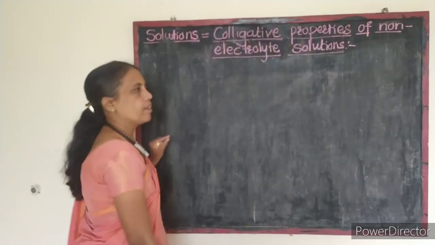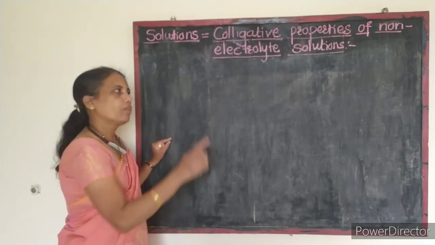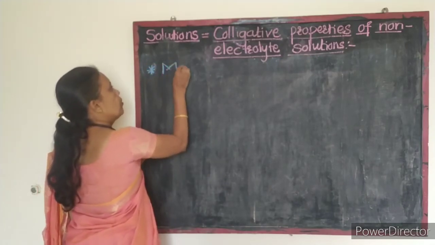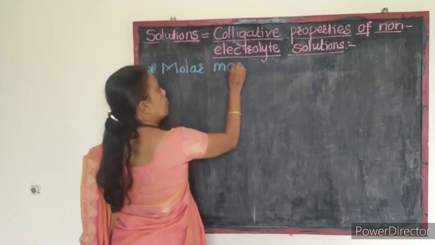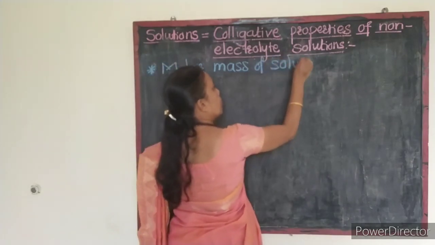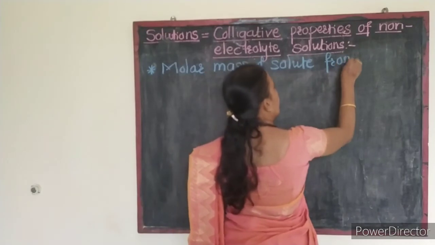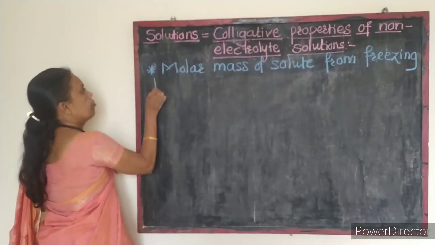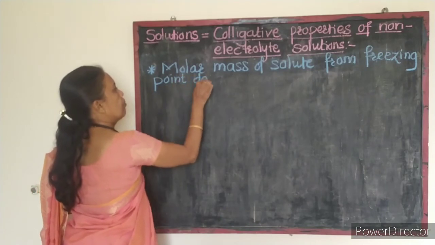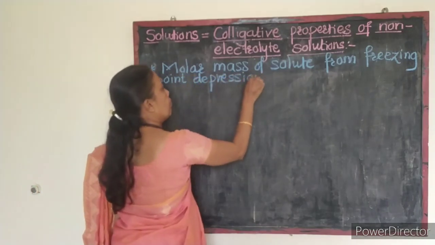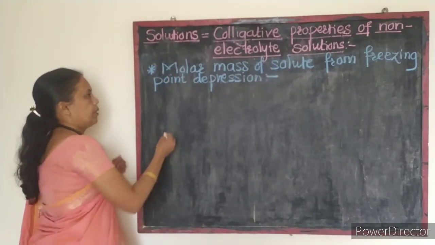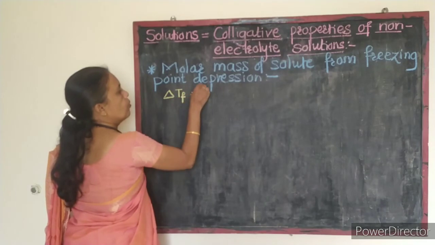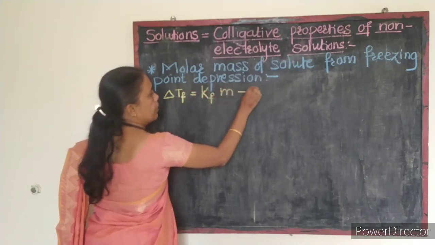Freezing pointचा next part आहे. We can calculate molar mass of solute by using freezing point depression value. Next point is molar mass of solute from freezing point depression. We know delta TF is equal to KF into M. This is equation 1.